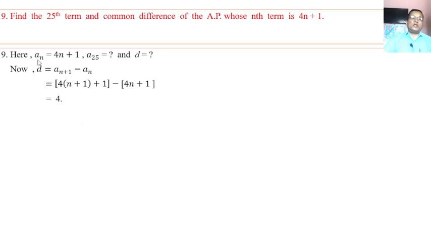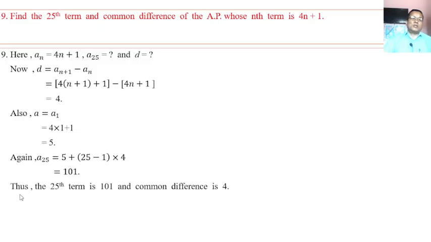The first term A is the n equal to 1 value. Therefore A1 equals 4 into 1 plus 1, that is 5. We have the first term and common difference, so we find the 25th term. Therefore A25 is the first term plus 25 minus 1 times the common difference, that is 4. Simplifying we get 101. Thus the 25th term is 101 and the common difference is 4.